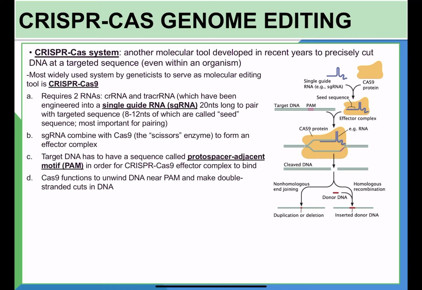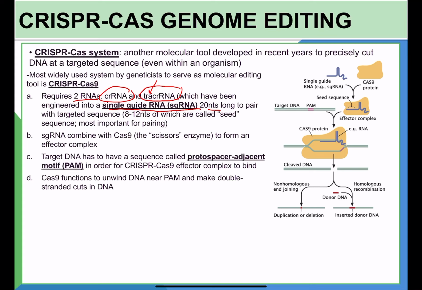Initially, in the bacteria itself, this system requires two different RNA molecules. One is called the CRISPR RNA. The other is called a tracer RNA. And believe it or not, these five letters again stand for a whole long name that I'm not going to mention here, but it's shortly known as the tracer RNA. To make it simpler as a genetic technique, geneticists have mimicked these two types of RNA and came up with something called single guide RNA, or sgRNA, which is usually 20 nucleotides long.